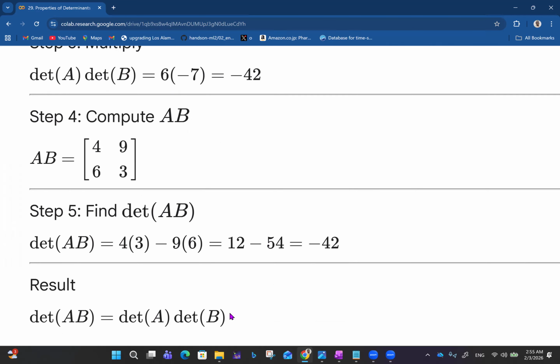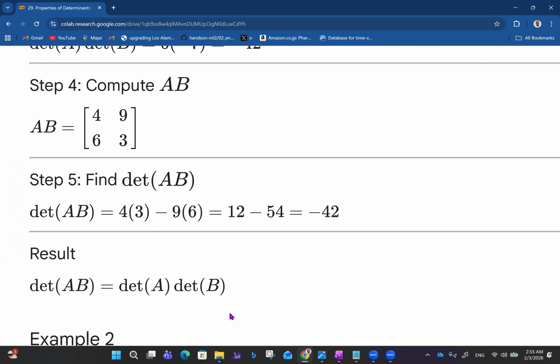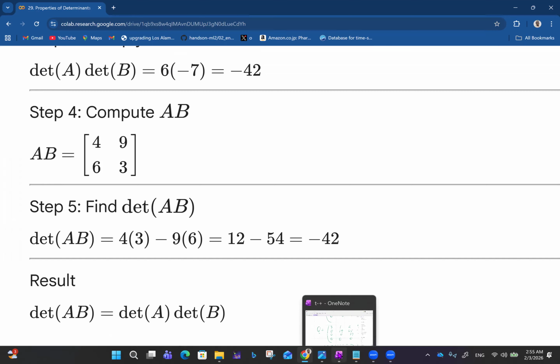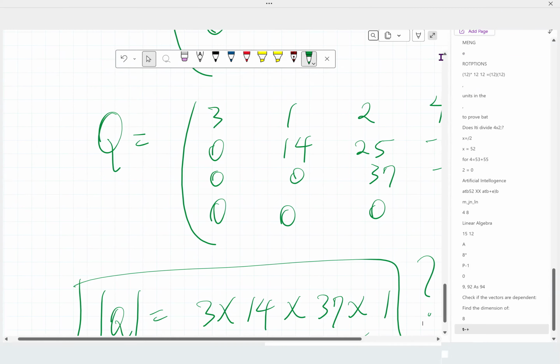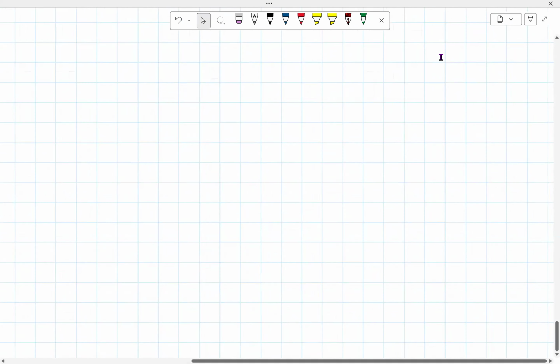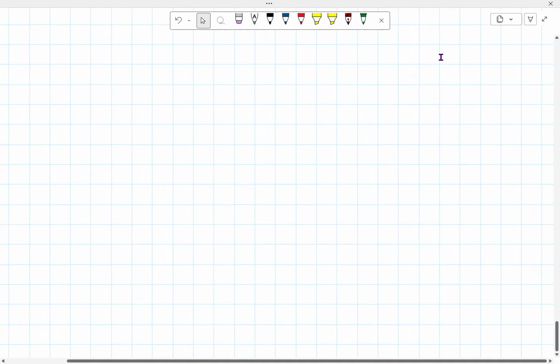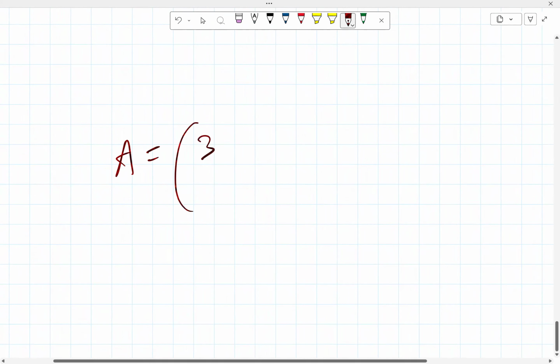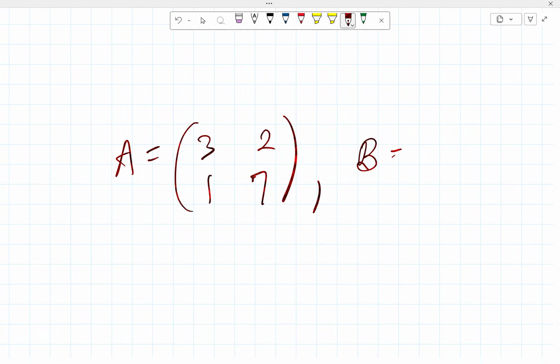Okay, maybe let me go to the worksheet and form my own matrices to explain that reality. But of course, we've seen that it's actually true. I'll use 2 by 2 matrices to make things easier. Imagine A is 3, 2, 1, 7, and B is minus 1, 4, minus 2, 5.